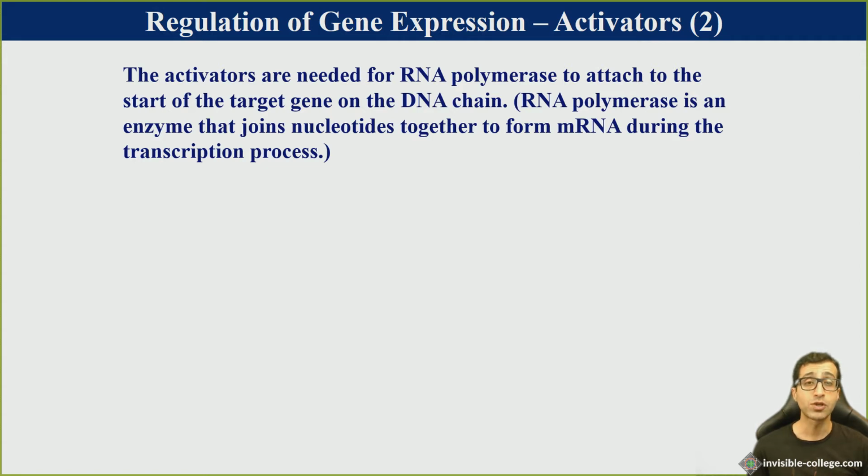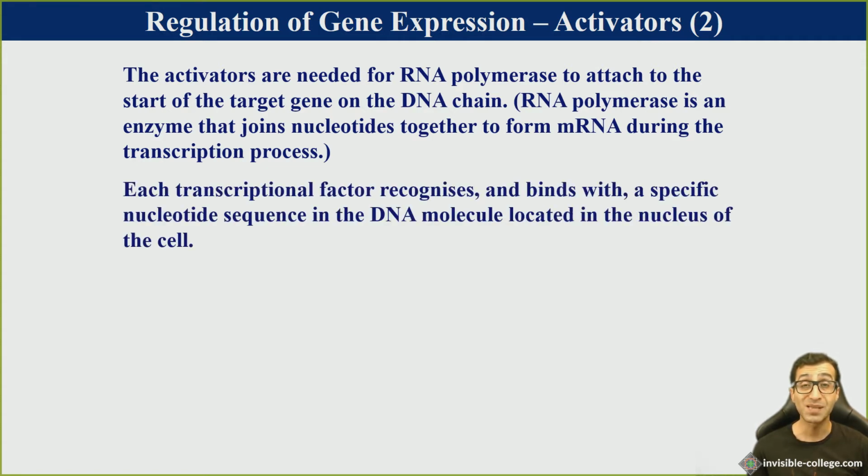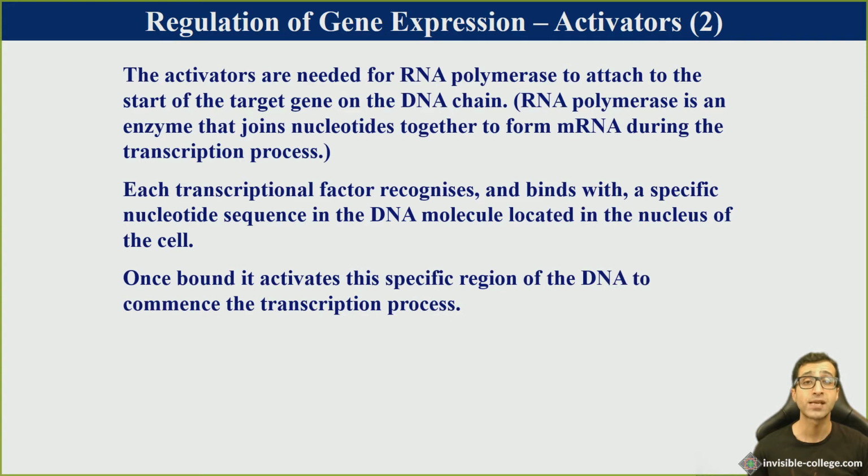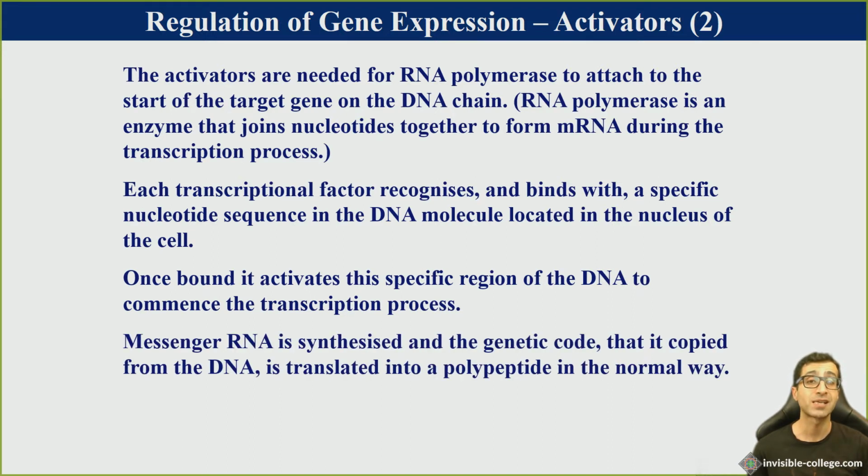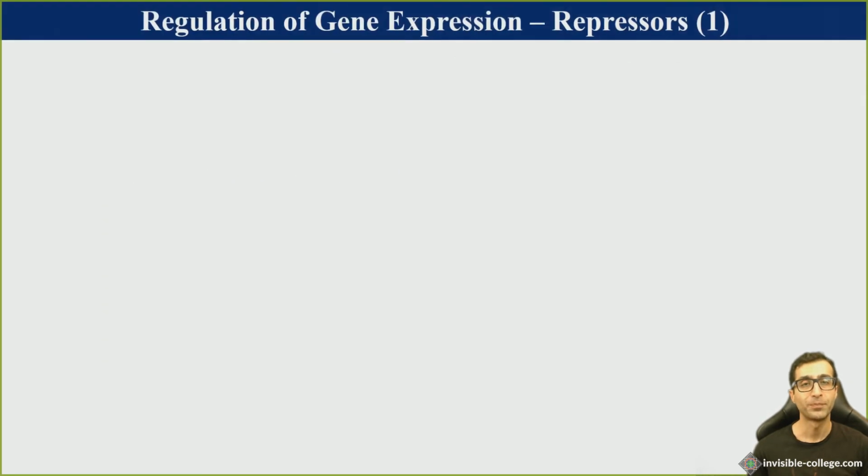Now, each of these transcriptional factors recognizes and binds with a specific nucleotide sequence in the DNA molecule located in the nucleus of the cell. Now, once it's bound there, it can then activate that specific region of the DNA to start the transcription process. Now, at this point, the messenger RNA is then synthesized by the enzyme, and the genetic code that it copied from the DNA is then translated into a polypeptide in the normal way by translation in the cytoplasm once that messenger RNA molecule leaves the nucleus through the nuclear pores.